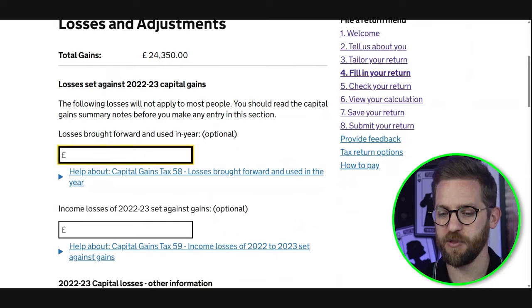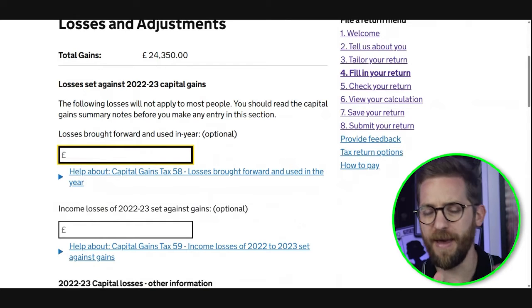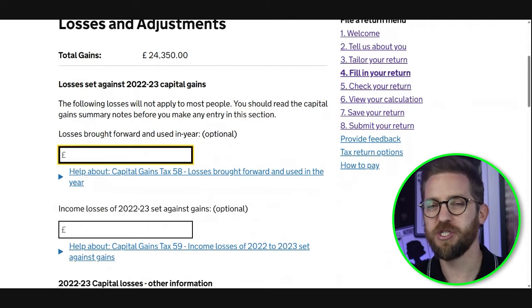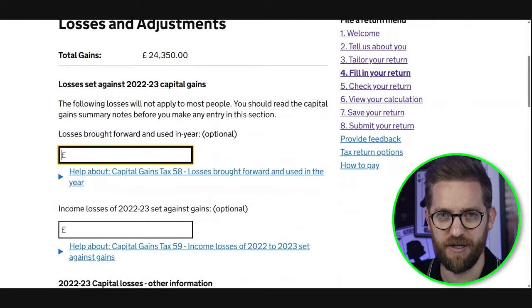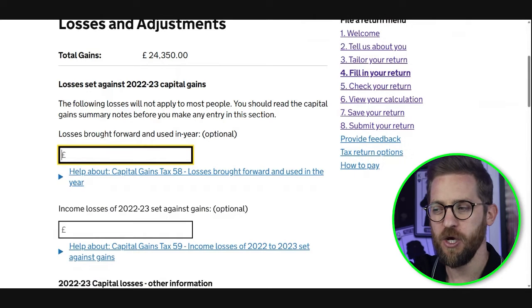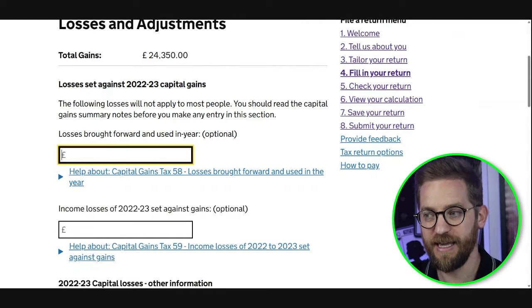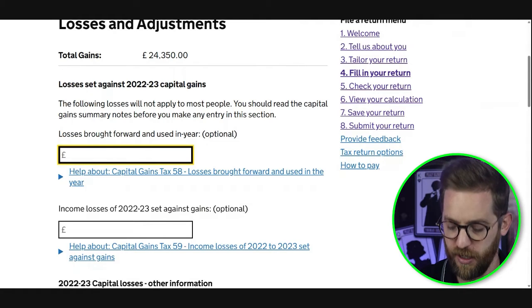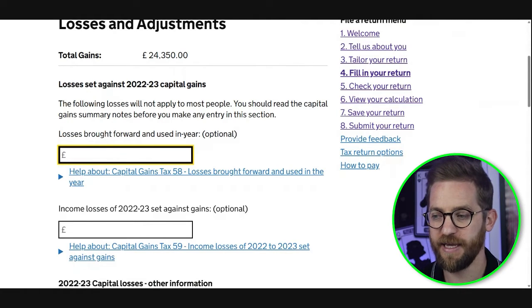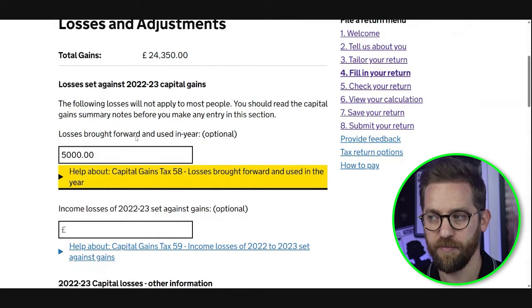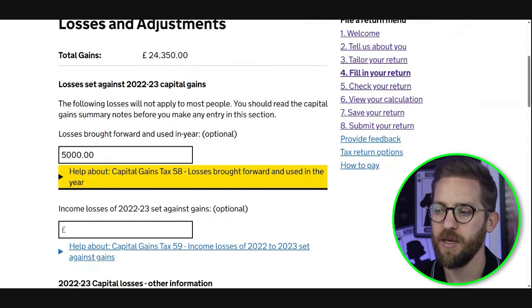So the thing with capital gains is, if you make a loss, providing you declare it to HMRC, you can just carry that loss forward indefinitely. If it takes 20 years, that's fine. When you eventually make a gain, you can offset that loss against current year gains. So if I was carrying forward a £5,000 loss, I can enter that in here and that will reduce my total gain down by £5,000.